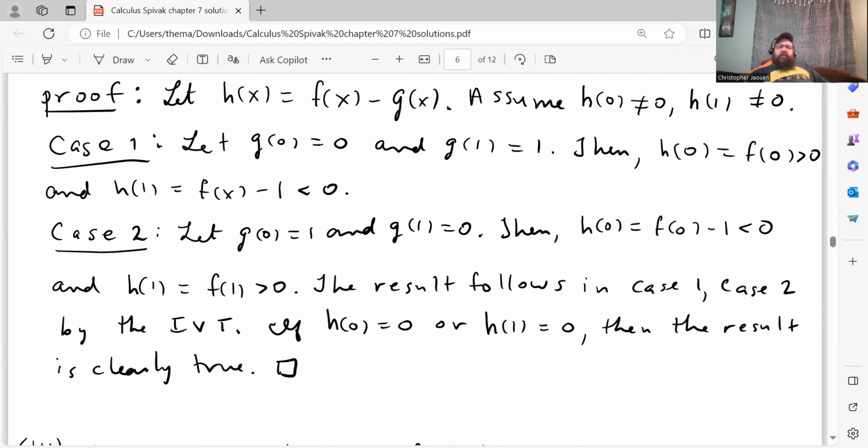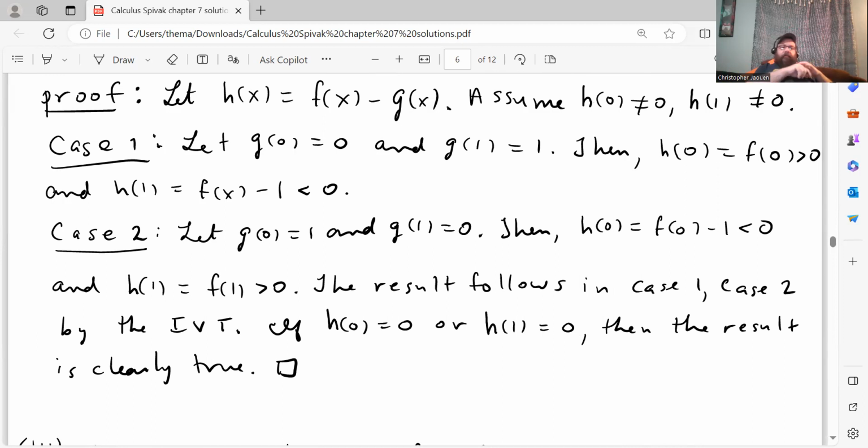Case 2, let g of 0 equal 1 and g of 1 equal 0. Then h of 0 equals f of 0 minus 1. Again, obviously that's negative. And h of 1 is f of 1. Again, that's obviously positive. The result follows in case 1 and case 2 by the intermediate value theorem, right? H has to have a root in the interval from 0 to 1.